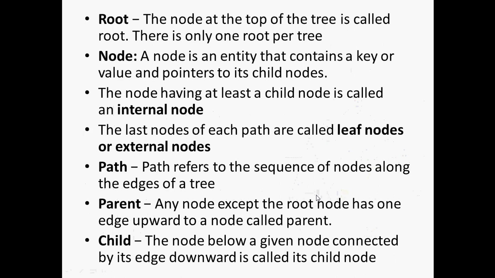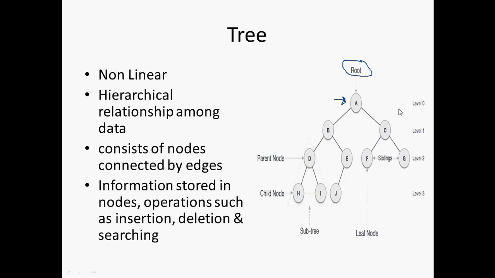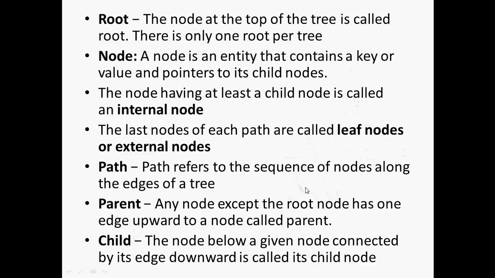Next definition is path. Path refers to a sequence of nodes along the edges of the tree. So you can start from A, then move to B, then move to D, and finally to H. So you traverse from the root to the leaf, and this is nothing but a path.